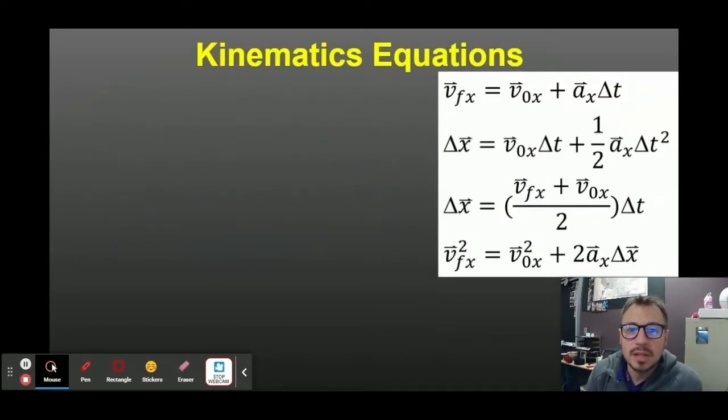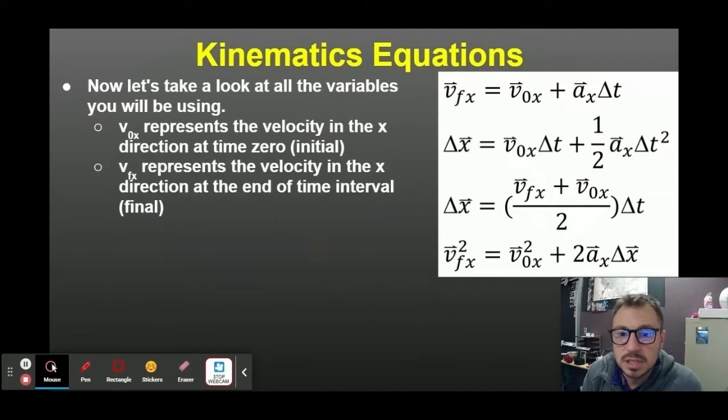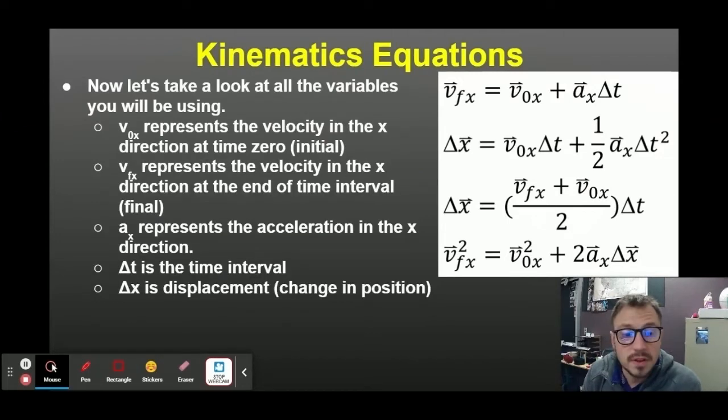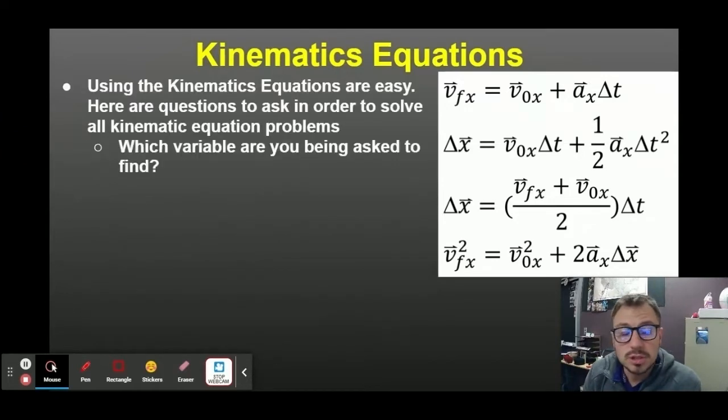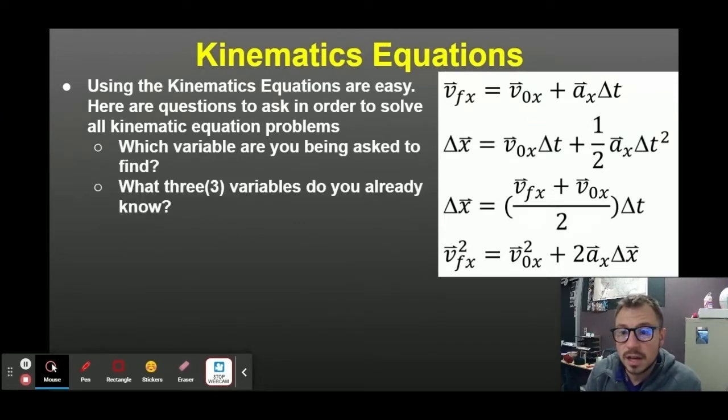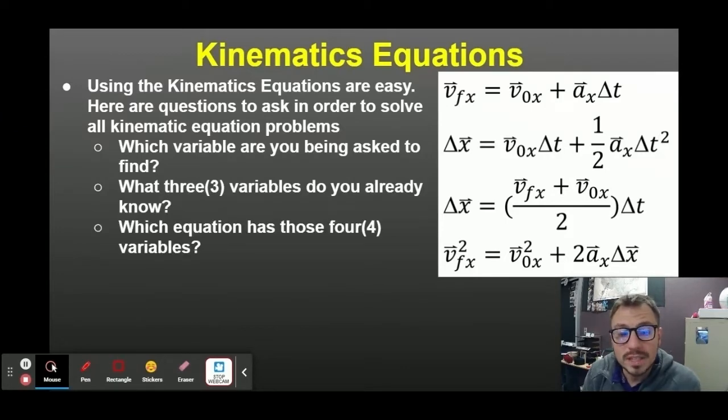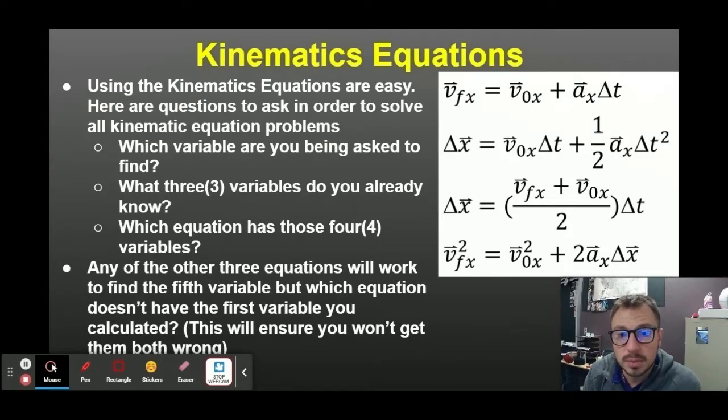So let's go ahead and look at these kinematic equations. These are the 5 variables that are in the kinematic equations. In all of the problems that you do, you're going to know 3 of them, and you'll be able to solve for the other 2. So in order to do that, you just ask yourself 3 questions. Number 1, which variable are you being asked to find? Number 2, what 3 variables do you already know? And number 3, which equation has those 4 variables?